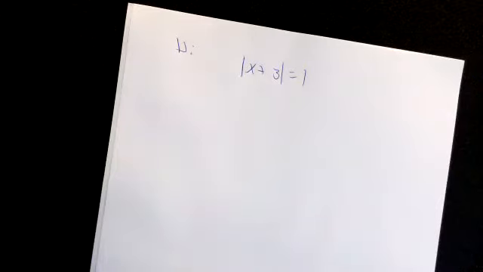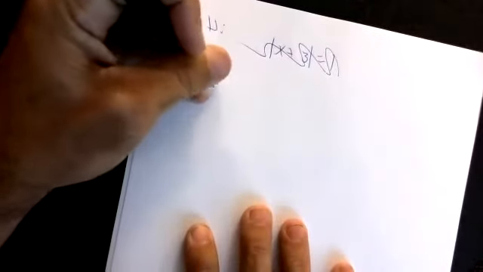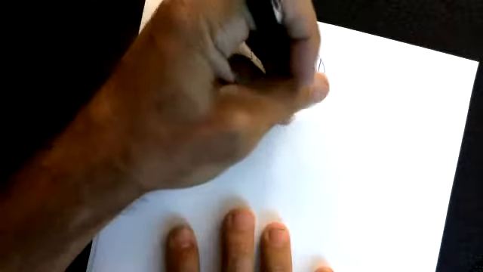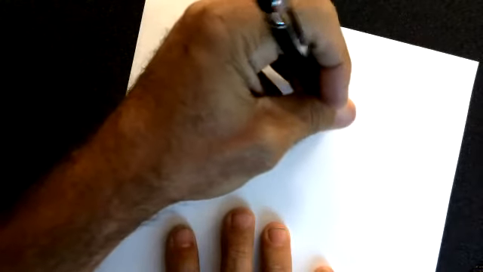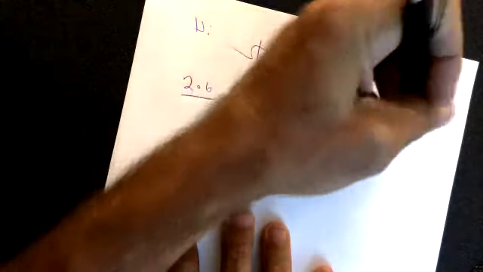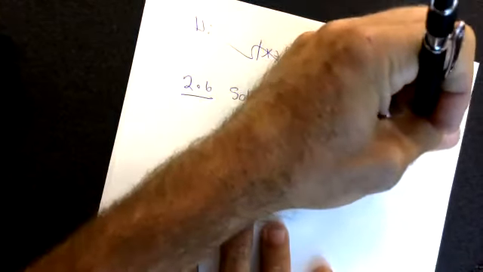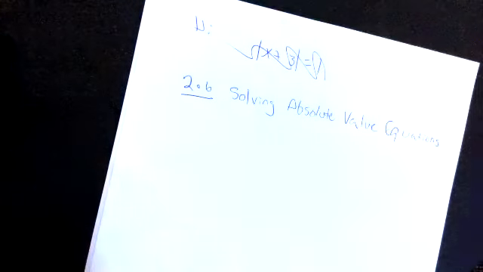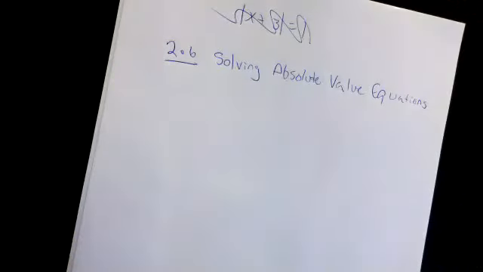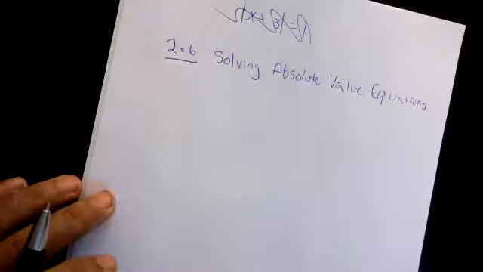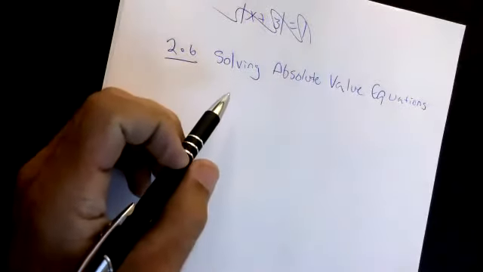Okay, all right, again, today we're going to cover 2.6 and 2.7. So 2.6 is all about solving absolute value equations. Okay, so a couple of things we need to talk about.